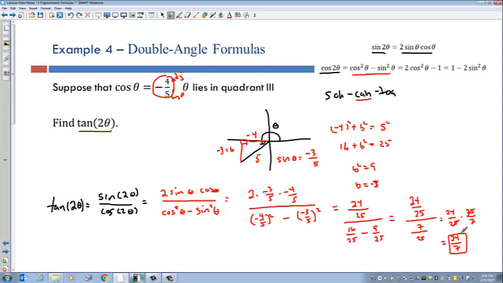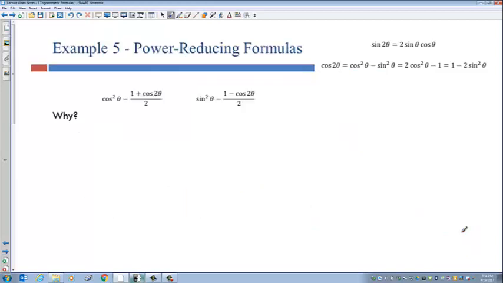All right, so let's move on and look at the last type of formula we're going to talk about, which is the power reducing formula. Now, I don't see this used a ton in Calc 1, but I do see it used often in Calc 2. So every Calc 2 class will use this formula. And it has something to do with integration, when you have to integrate a square of a sine or a square of a cosine.